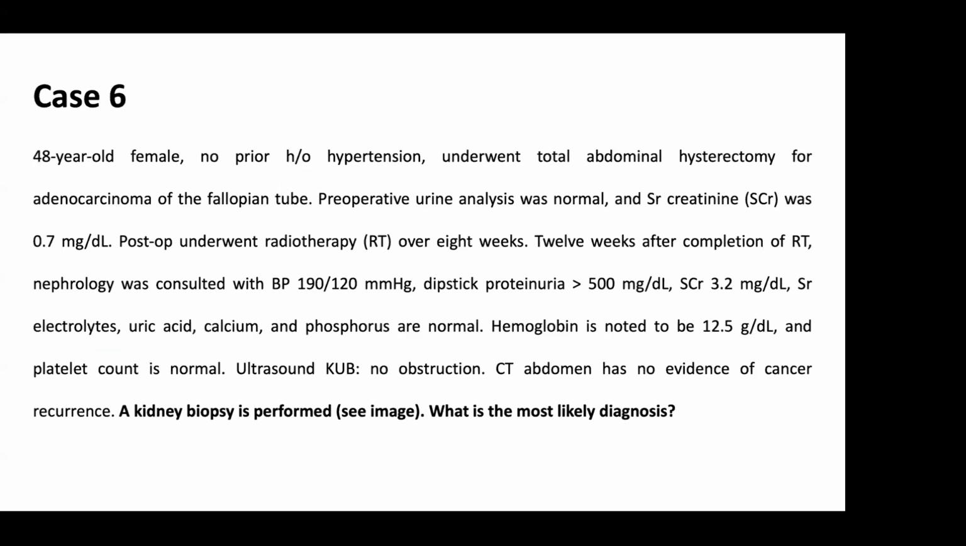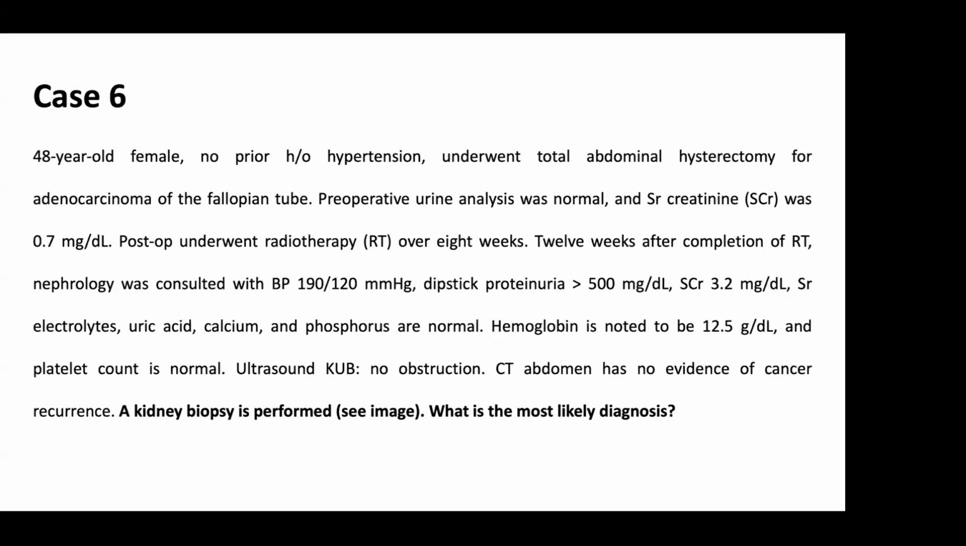So this is a 48-year-old female who has a prior history of hypertension, underwent a total abdominal hysterectomy for adenocarcinoma of fallopian tubes. Preoperative urine analysis was normal. Serum creatinine was 0.7, which is normal. Post-operatively she underwent radiotherapy for over 8 weeks. 12 weeks after completion of the radiation therapy, nephrology was consulted because of very high blood pressure. Patient had dipstick proteinuria. Serum creatinine was up to 3.2.